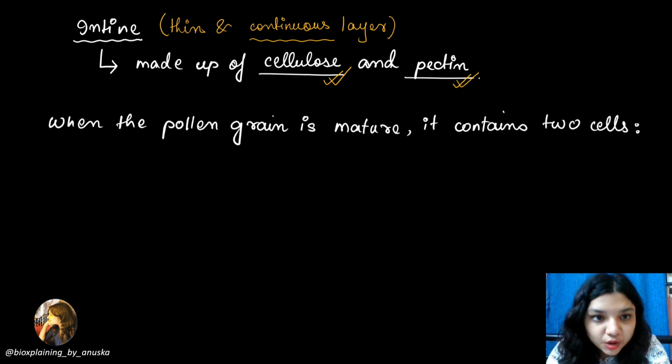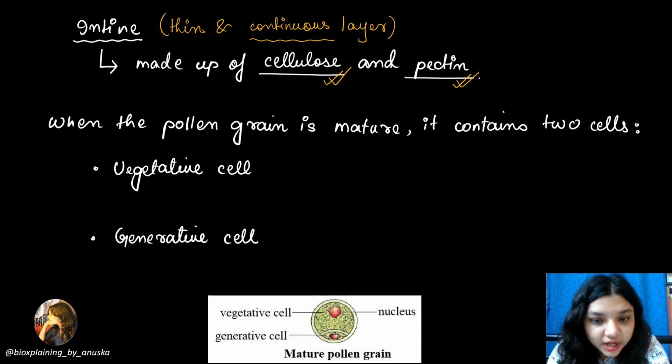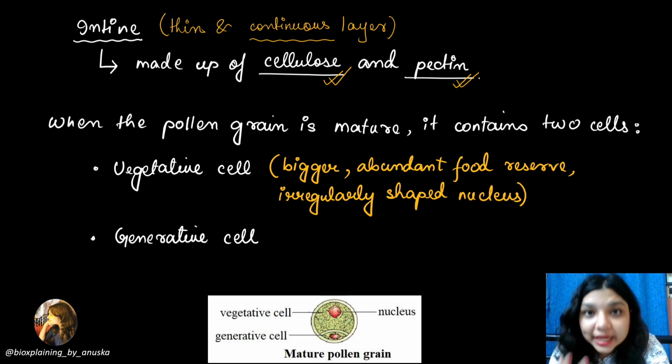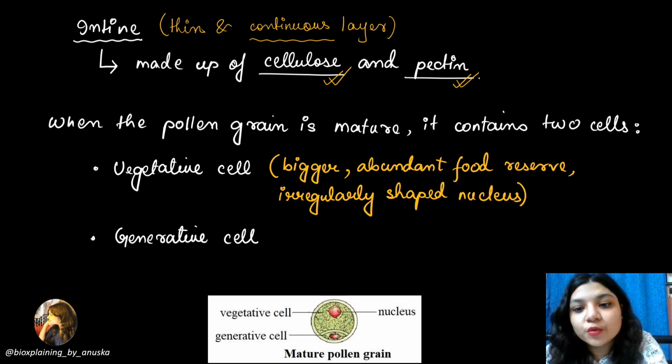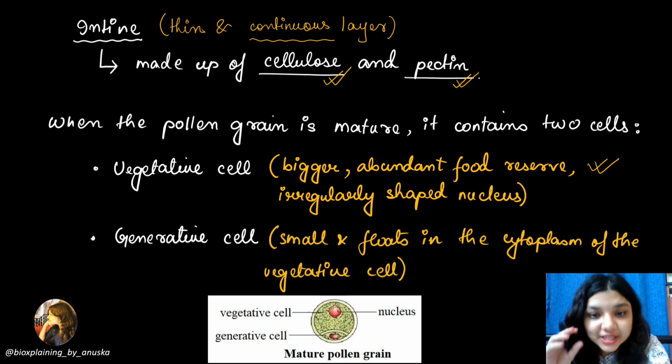Right? Now, when the pollen grain matures, there are 2 cells present. What are they? One is the vegetative cell and the other is the generative cell. Okay. So if you look into this image very carefully, you'll be able to understand that this vegetative cell is bigger. Why? Because it contains abundant food reserves. And within the vegetative cell, there is the vegetative nucleus, which is irregularly shaped. Now coming to the generative cell, so this is small and it floats in the cytoplasm of the vegetative cell.